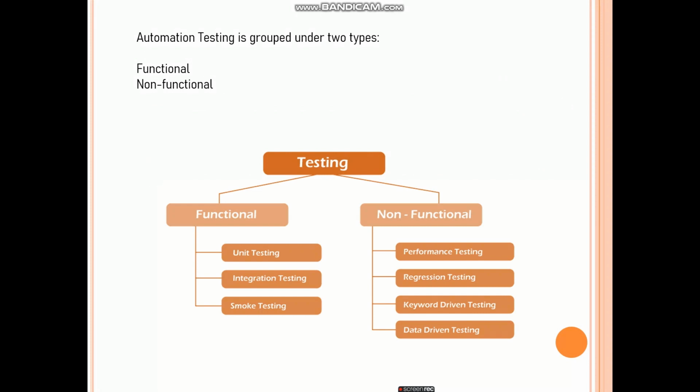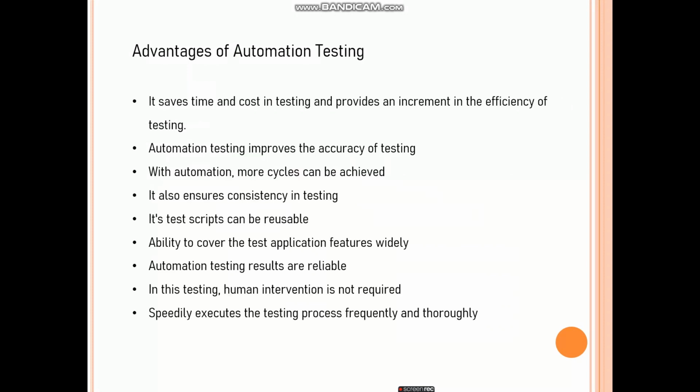Here are two main types of automation testing that we can see here: functional and non-functional. Under functional testing, unit, integration and smoke testing is done, and under non-functional testing, performance, regression, keyword driven testing and data driven testing are done here. So what are the automation tools that we can use? Selenium, Katalon, Cucumber, LambdaTest, test templates. These are some automation testing tools that we can use.